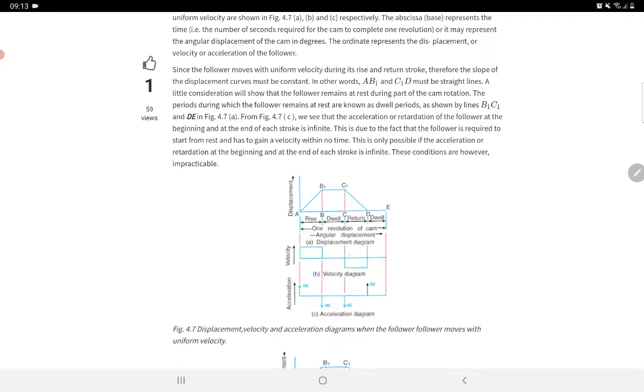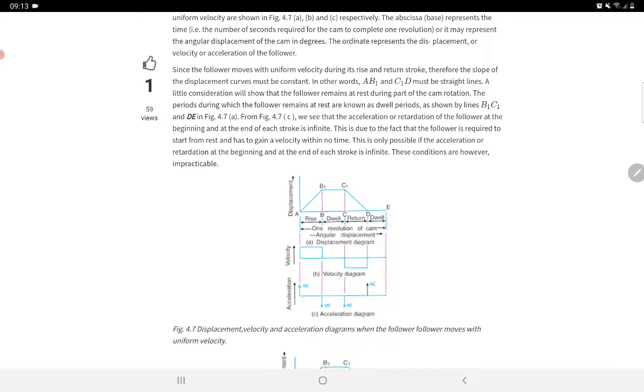Related to this particular portion, we will have the velocity. See, the velocity is uniform during the period A to B1 and during the return stroke C to D1, C to D. There is no motion between B to C. There is no kind of phenomenon occurring in the region between B and C.